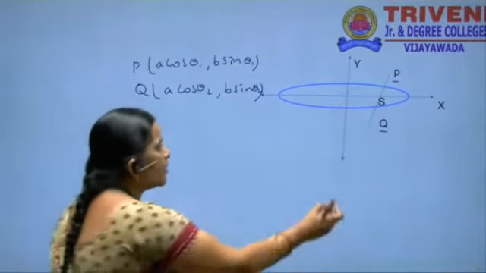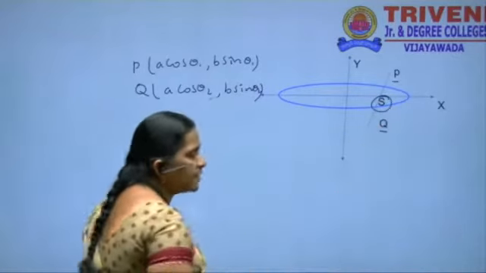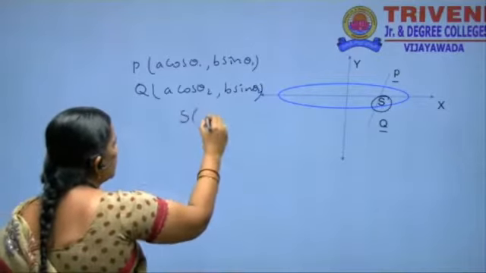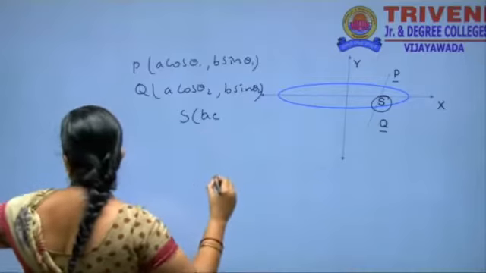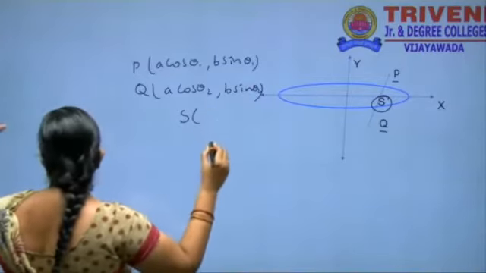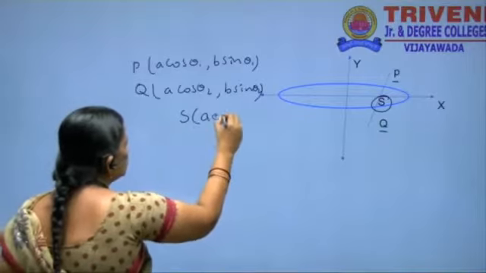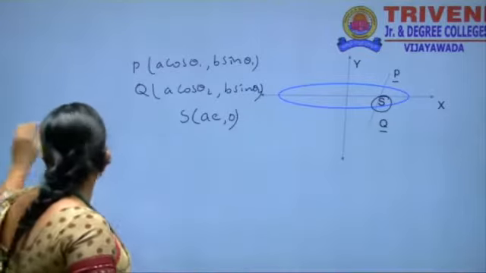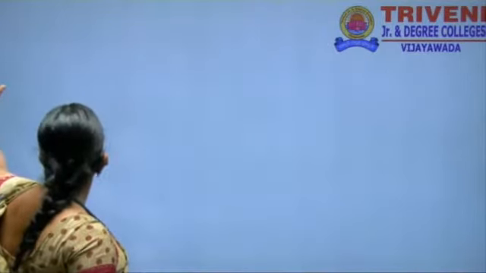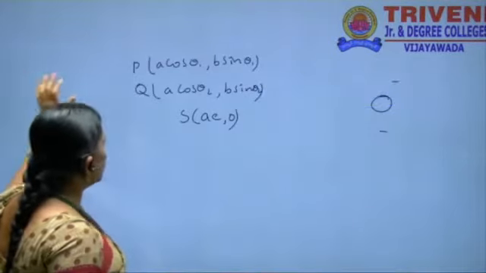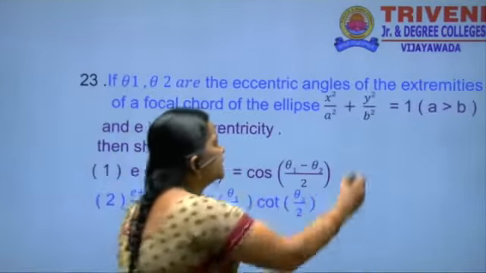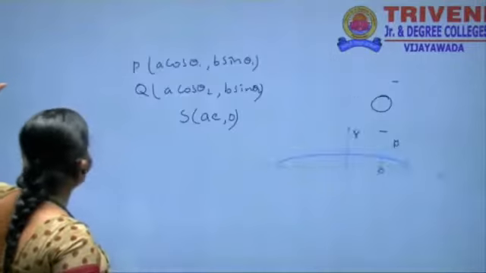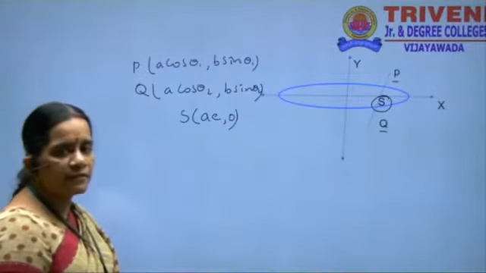Here one more point is there, that is S. S means we already know that is the focus. The point S is a e comma 0. Why? Because the ellipse is in the standard form x square by a square plus y square by b square is equal to 1, here a is greater than b, so we have to take the focus as a e comma 0.